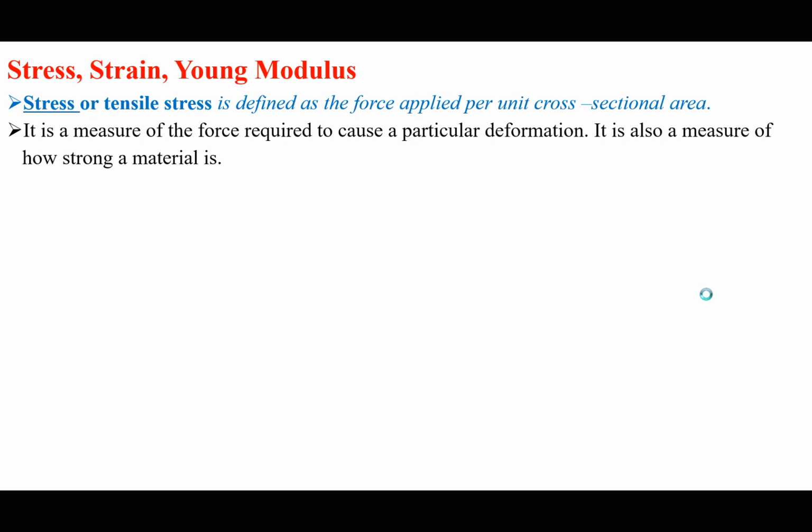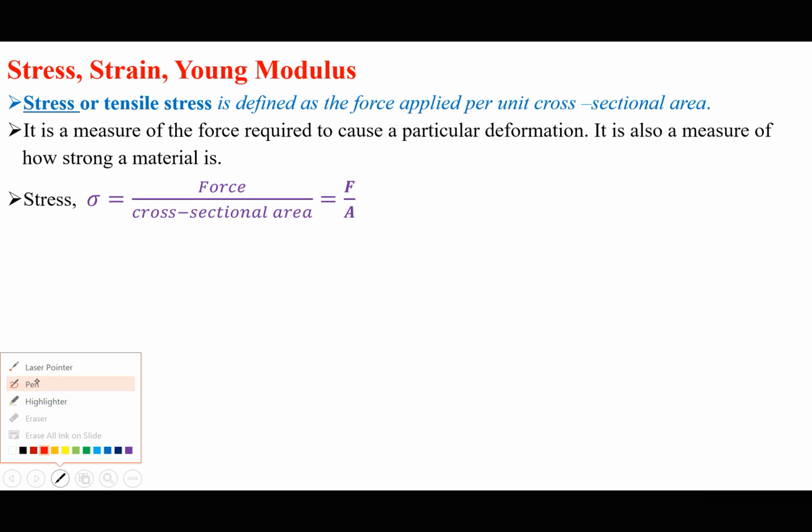It is also a measure of how strong a material is. How strong is the material? In other words, if a material is very strong, it would require more force to cause a particular deformation. So from the definition of stress as force per unit cross-sectional area, we shall use the letter sigma to mean stress. This is read as sigma.